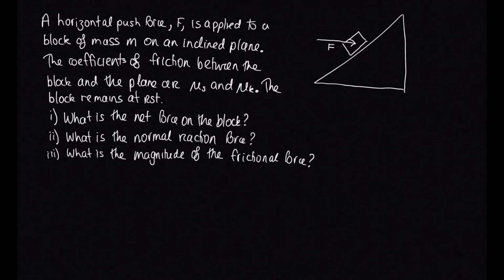Okay, so part 1 is fairly easy as the block remains at rest, and we know that a body at rest will remain at rest unless acted upon by an unbalanced force. So it's remaining at rest, so there is no unbalanced force, so the net force is 0.